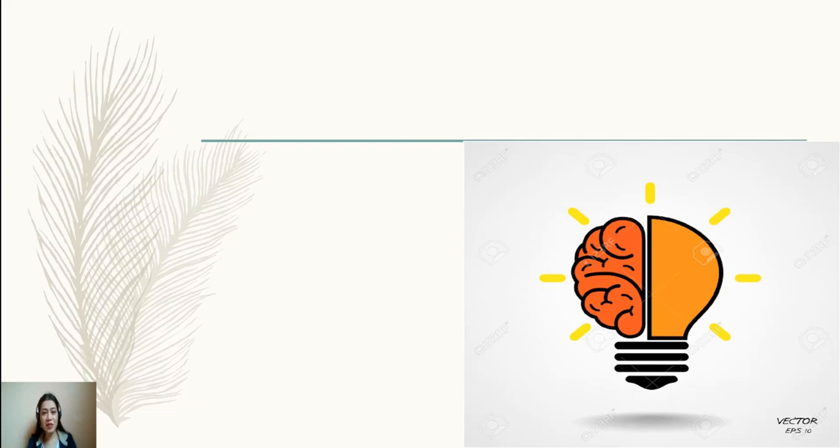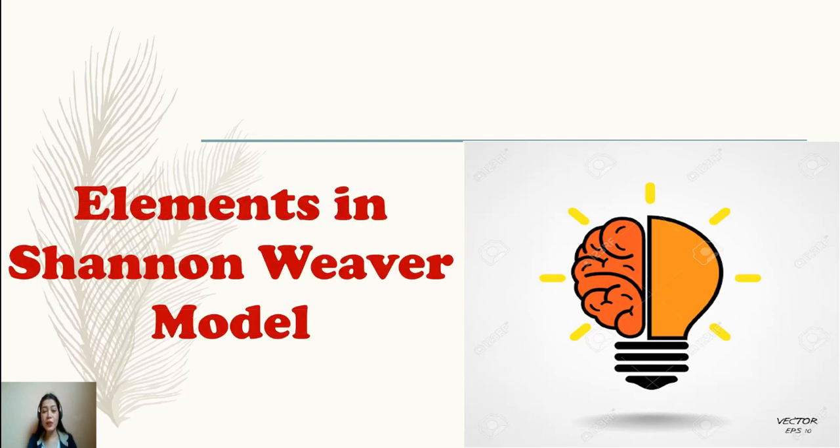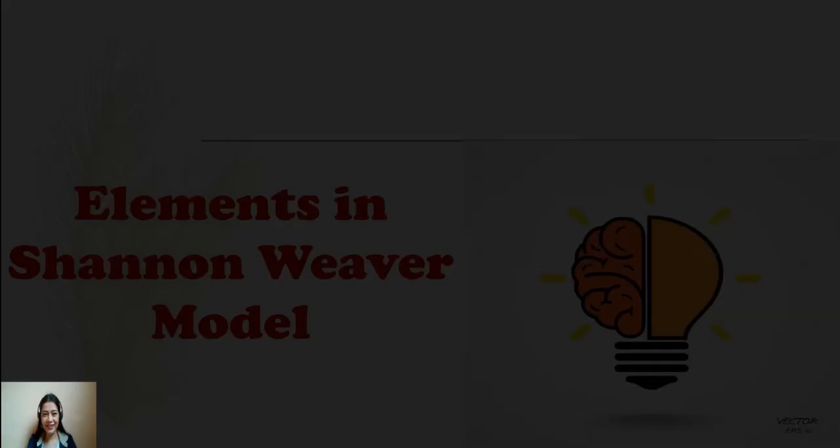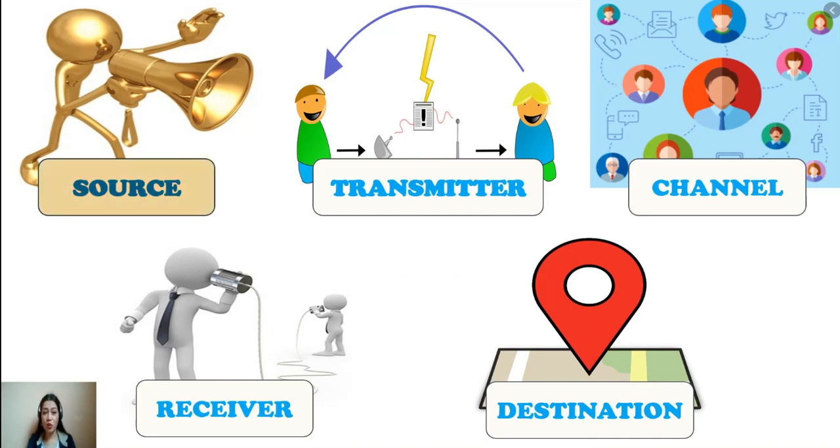Alright, now let's proceed to the elements of the Shannon and Weaver's model of communication. Actually, we have discussed some of the elements in our previous discussion, so let's just go over them again. First, we have the source. This is actually just the same as the sender, the source of information or the message. Next, we have the transmitter. The sender is the one who acts as the transmitter.